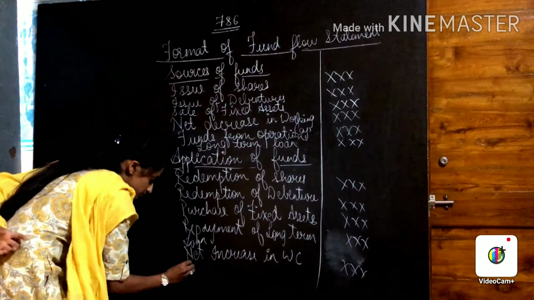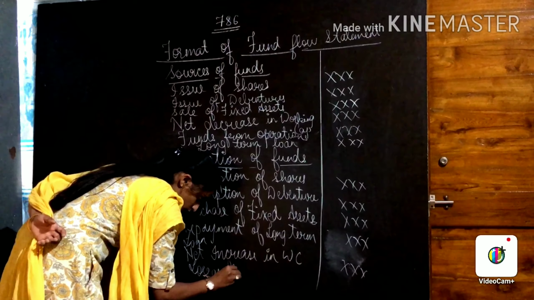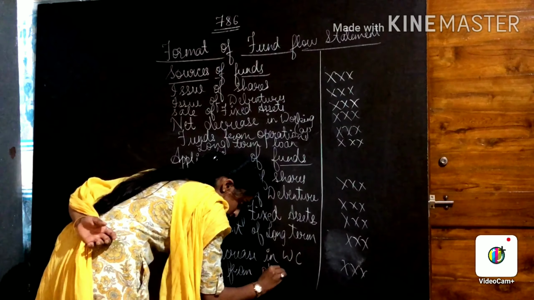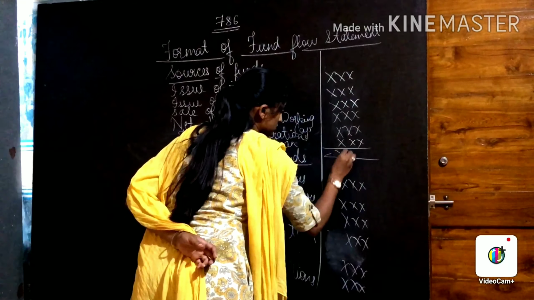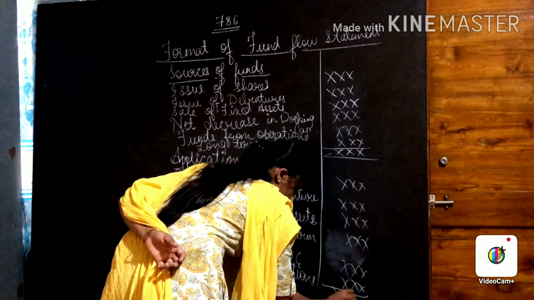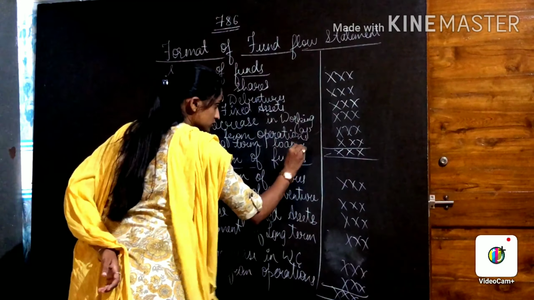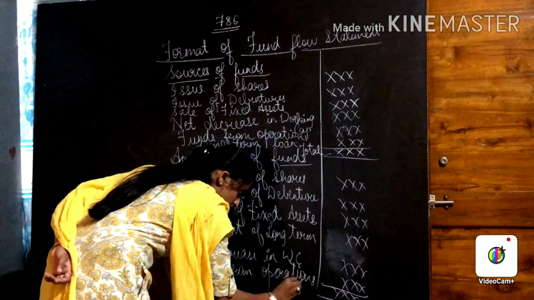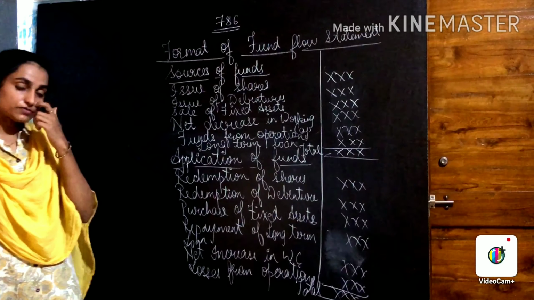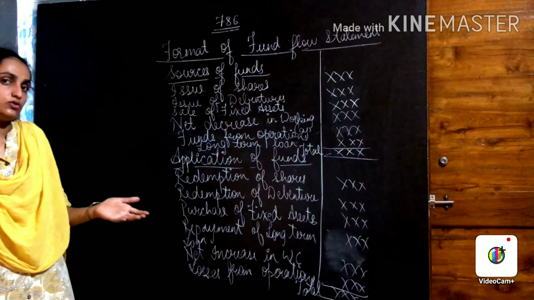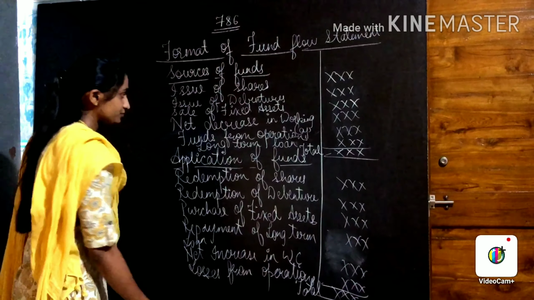Funds from operation is a source, so losses from operations will also be an application. Now the total of sources and the total of applications should match. Only when the applications total and the sources total tally does it mean you have solved the sum right; otherwise something is wrong with your solution, or something is wrong with the question. I hope you all understood this format. Please take down the format or try to solve it by yourself.